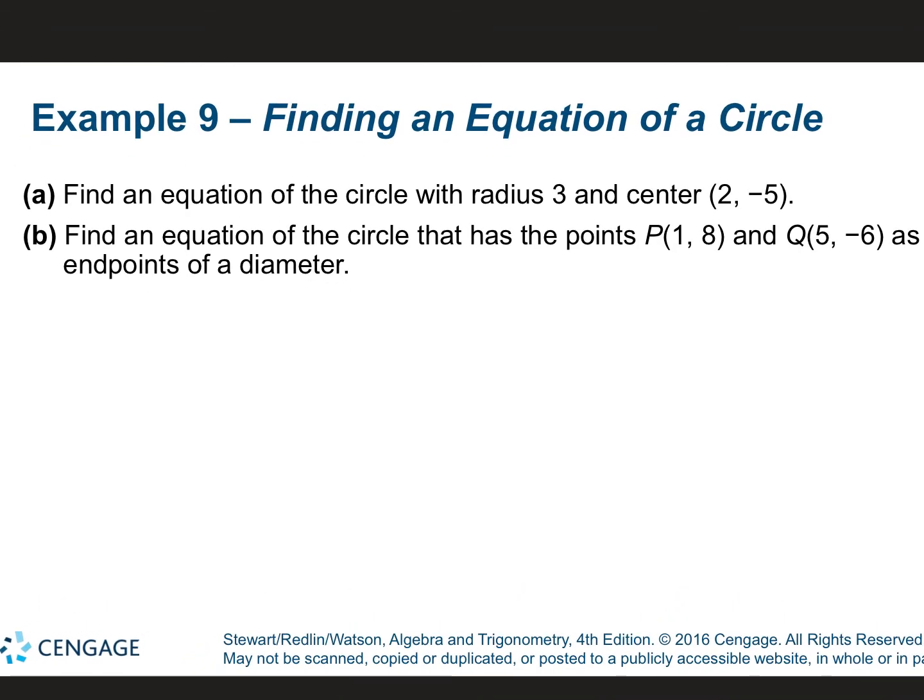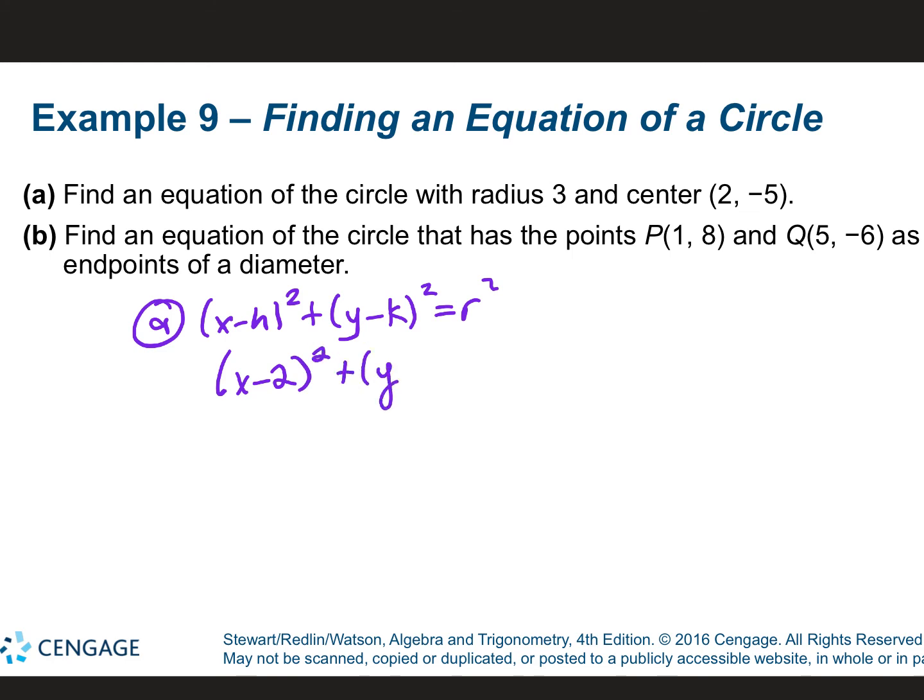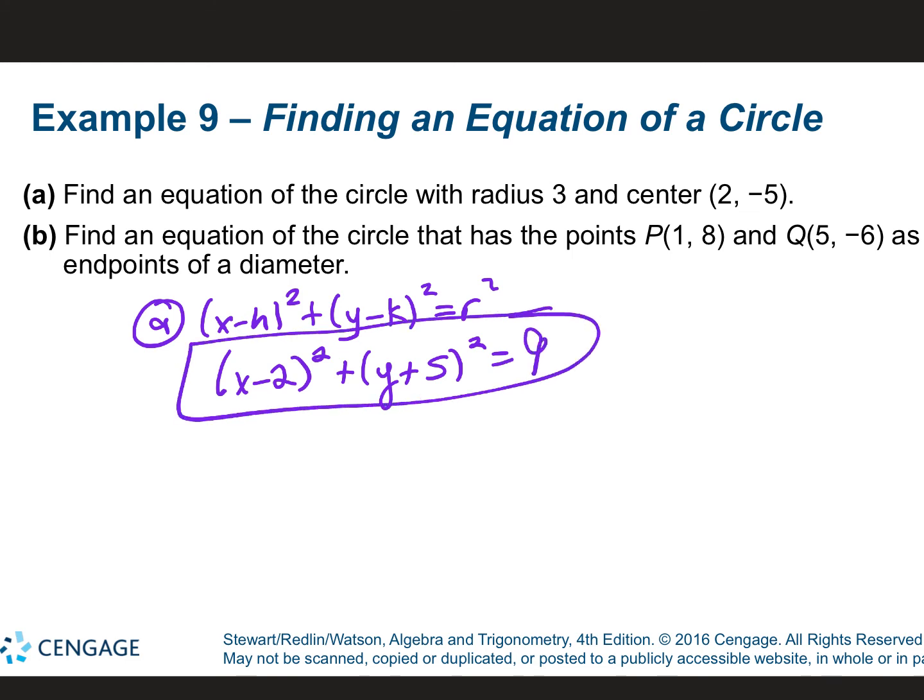Let's do A real quick. We can do this in 2 seconds. X minus h squared plus y minus k squared equals r squared. So tell me the equation. Given this information in letter A, what's the equation of this circle? X minus 2 squared plus y plus 5 squared equals 9. Perfect. It's not too bad, right?